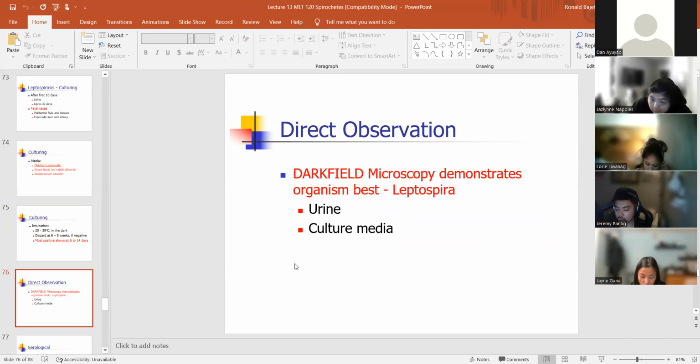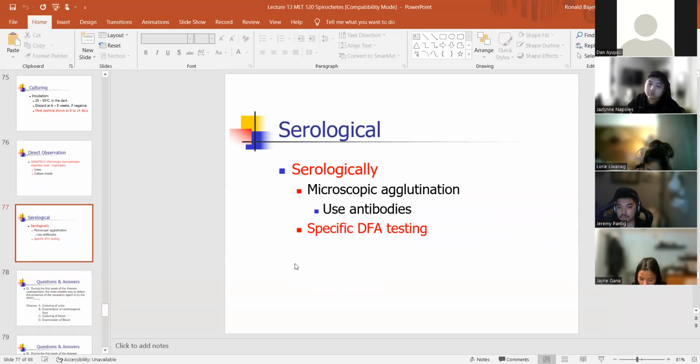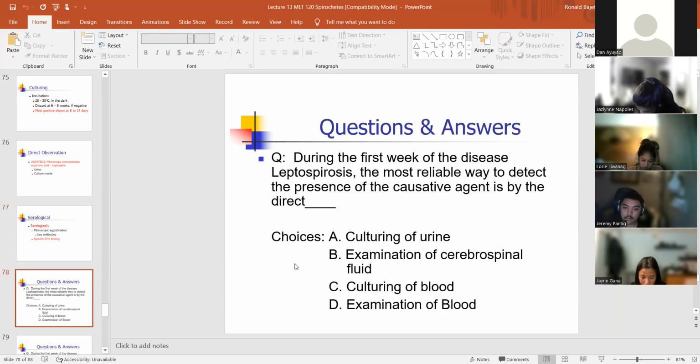Darkfield microscopy will demonstrate the organism best. Make sure you know that, because what's the best method of detection? For Leptospira, darkfield microscopy will demonstrate the organism best, in urine or culture media. Serologically, microscopic agglutination uses antibodies, and there is specific direct fluorescent antibody testing. Those are the serologic methods of detecting Leptospira.